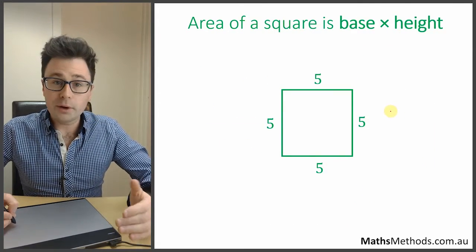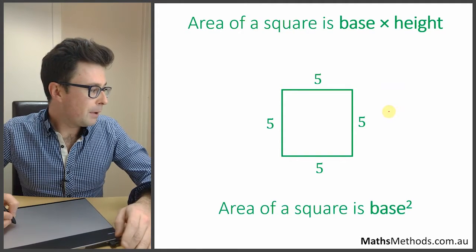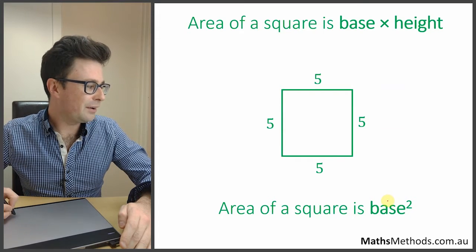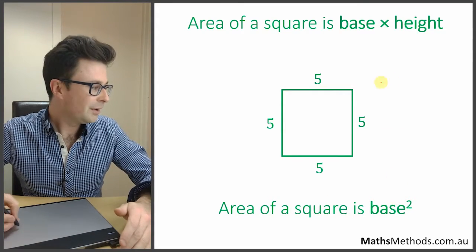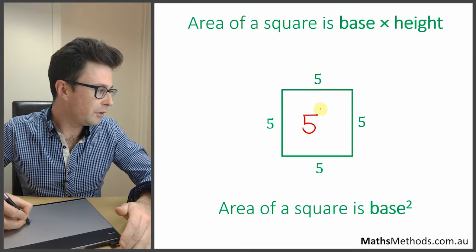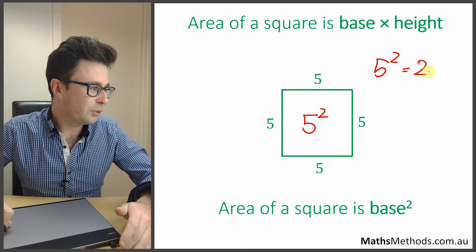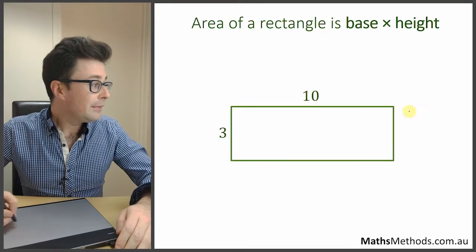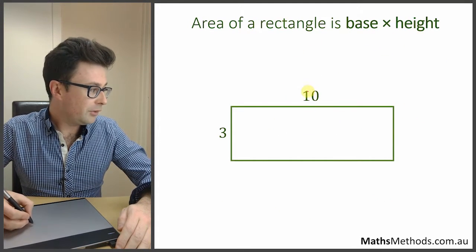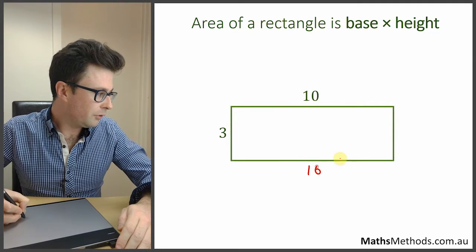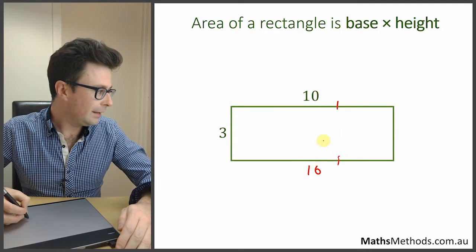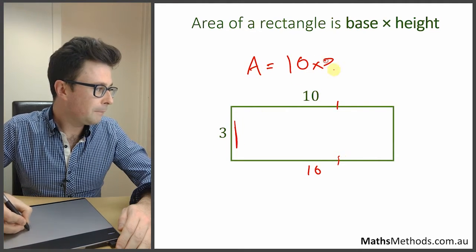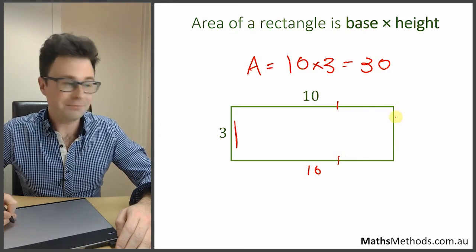Now the area of a square is base times height. But because the height and the base are the same amount, we can just say that the area of a square is base squared. So in this case, the area of this would be 5 squared, and 5 squared, of course, gives us 25. And yes, that's where squared gets its name from. The area of a rectangle is base times height. So here the base would be 10, because these two would be the same amount of length. So the area of this is 10 times height, which is 3, which gives us an area of 30.